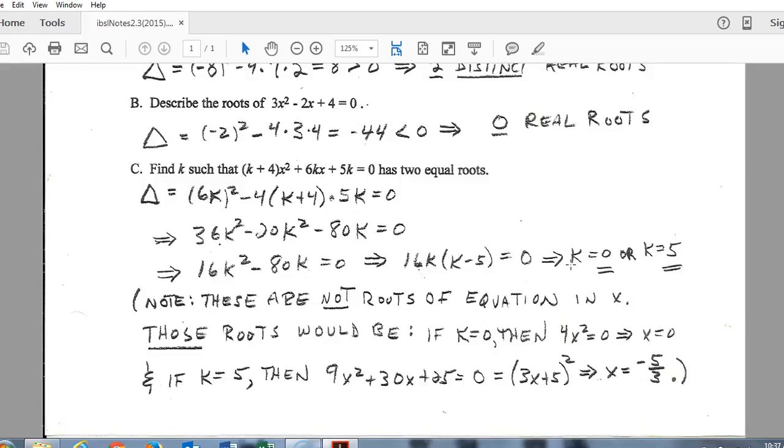Keep in mind that 0 and 5 are not solutions for x on this quadratic. They are solutions for k that would create cases where you would come out with two x's that are the same. You could plug them back in and actually get your solutions for x if you wanted to go that route, or if we needed to go that route. But in most cases, this is really where that one's going to end, is just solving for k.